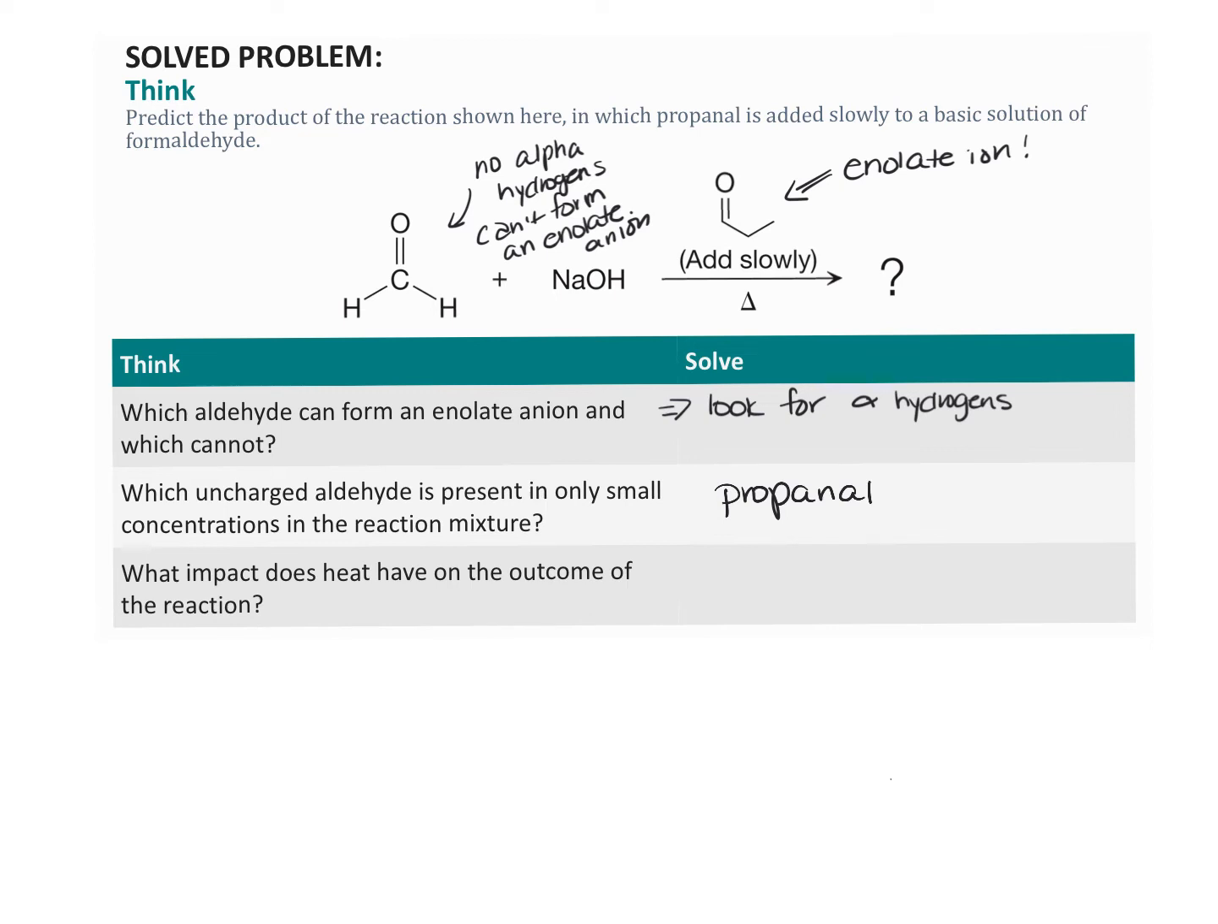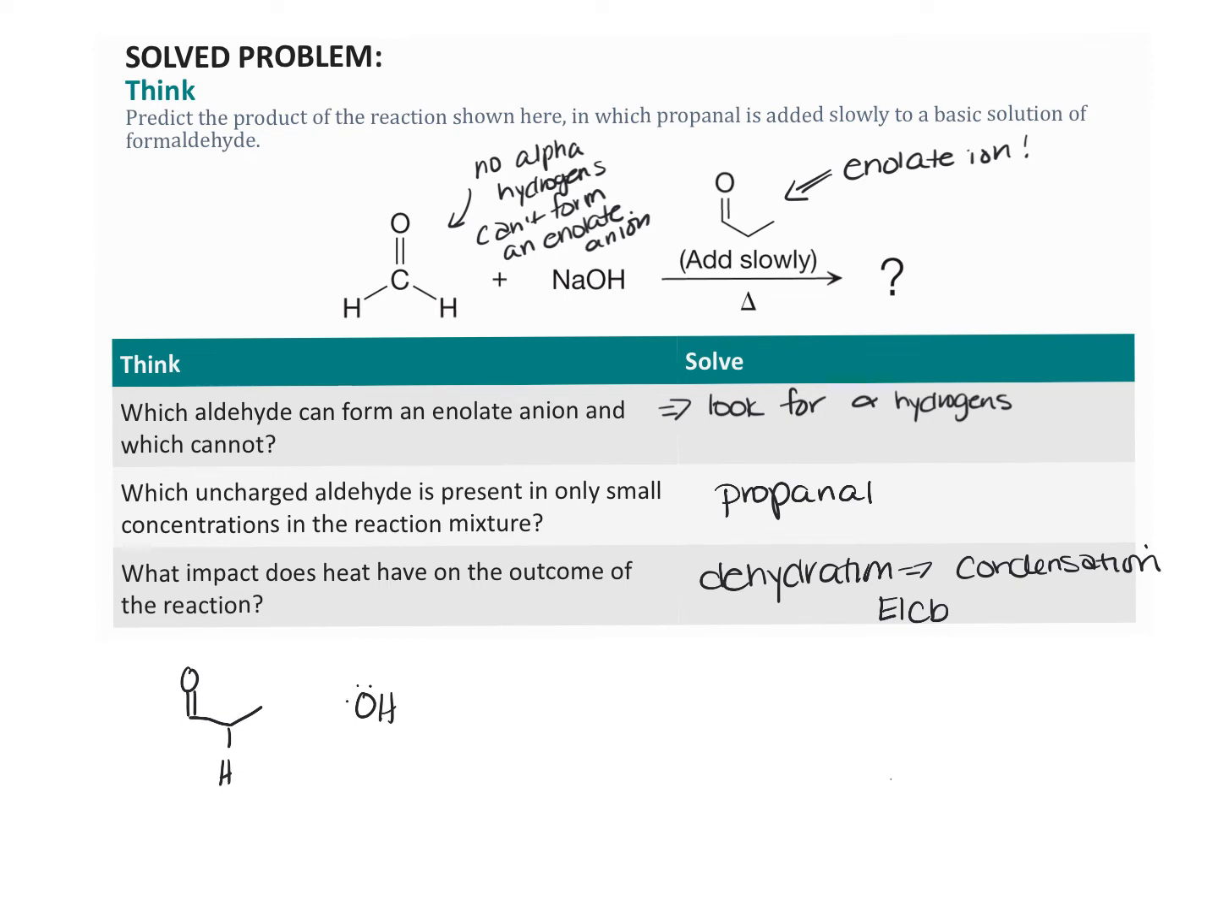And then what impact does heat have on the outcome of the reaction? Because we're heating it, that's what the delta's for. Because it's heated, that's going to result in dehydration, which is going to lead to that condensation product, which is going to follow the E1cB mechanism, okay? And so when we look at this mechanism, I know it says predict the product here, but I have a really hard time predicting the product without the mechanism.